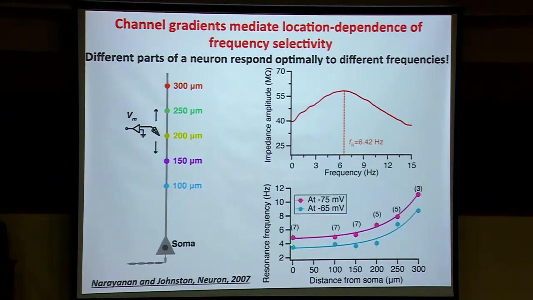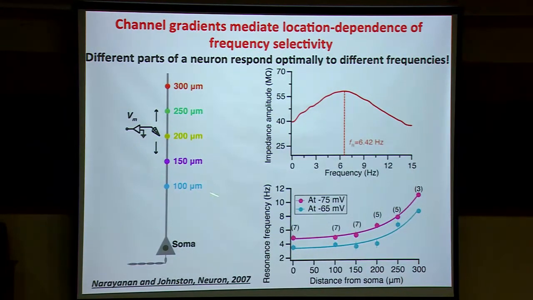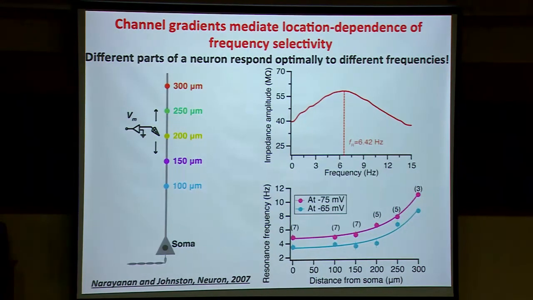At the cell body, at different voltages, this is around 4 hertz. On the other hand, this is around 9 hertz over here. So you have a neuron which is not responding optimally to the same frequency at all locations. Depending upon which location the input is coming onto, you have different frequency response properties. That's a consequence of the presence of active dendrites. These different locations have very different resonance frequencies, and therefore they would filter signals very differently when they come onto this particular structure.